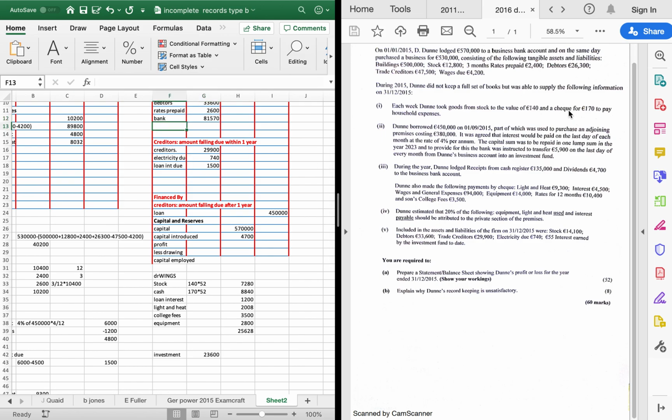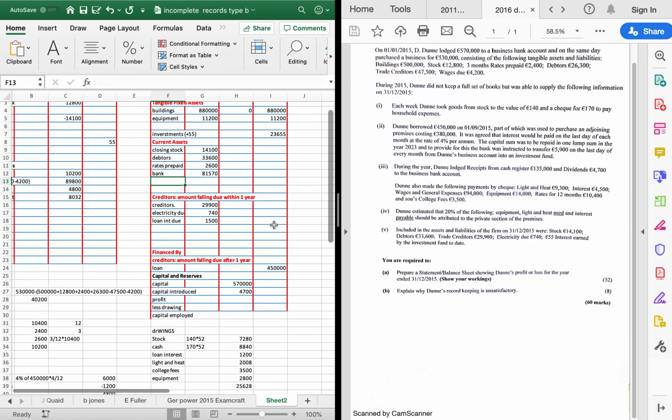And the reason I have to include the cash drawings is that he took a cheque for 170, so it had to come out of the bank account. In the incomplete records questions we've seen before, when we had to work out the bank, that wasn't included because it would normally be cash taken. Cash isn't from your bank account, but if it's a cheque, it is from your bank account. So that's why we had to include it. So sorry about that if I caused any confusion there.